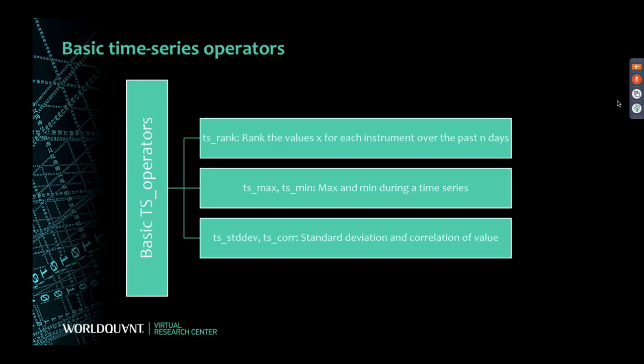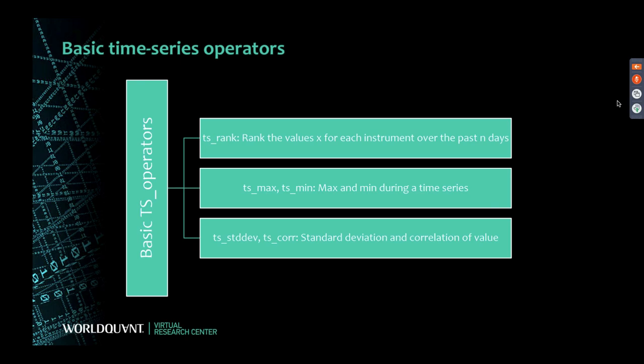Examples. There we are. So the first operator here is the TS rank operator that basically ranks today's value with respect to the past n values, and gives you an output ranging between 0 and 1. So what does it mean? Basically you look at, let's say, TS rank of 5. So you look at the values of the last 5 days of the input data X, and you just rank those 5 values for each instrument.